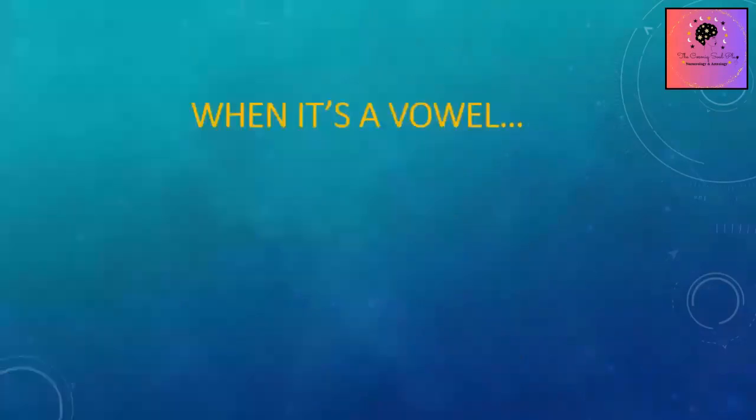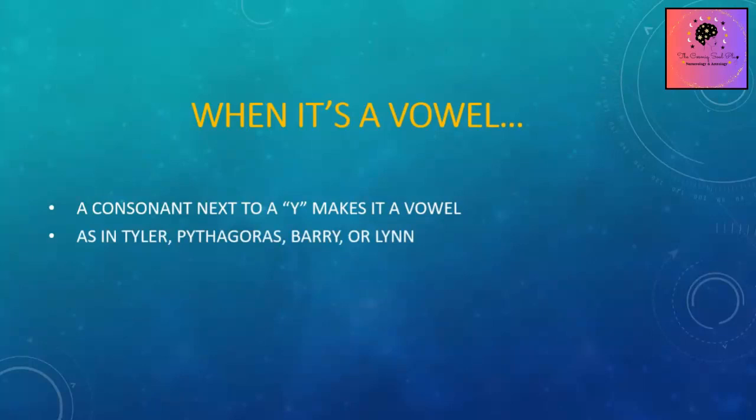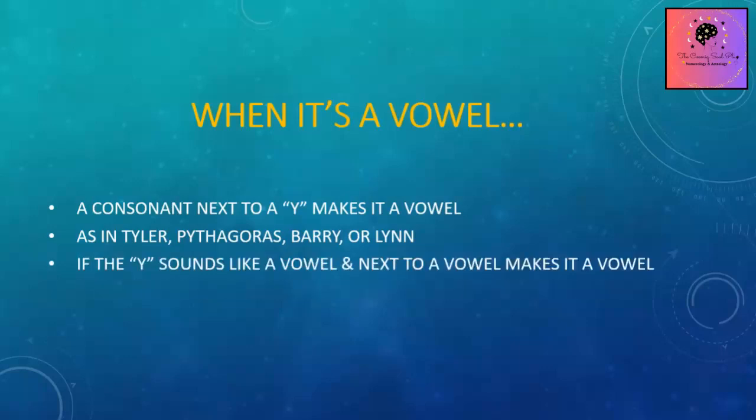Okay, when is it considered a vowel? A consonant next to the letter Y will more than likely make that Y a vowel, as in names like Tyler, Pythagoras, Barry, or Lynn. However, there's an exception that must be considered here. That exception is if the Y sounds like a vowel, even when it's placed next to another vowel, then it will also be a vowel.